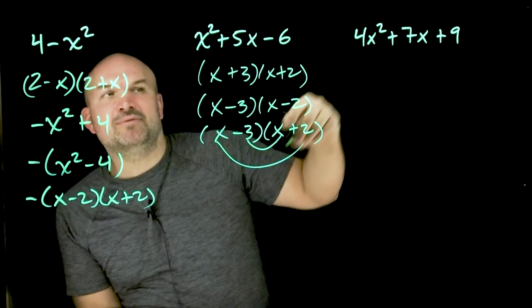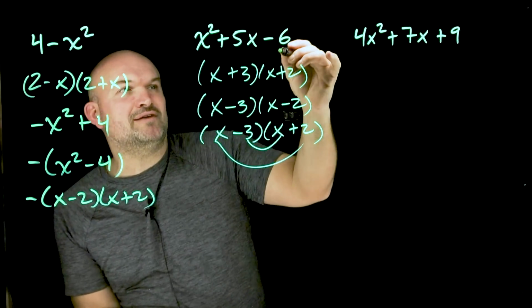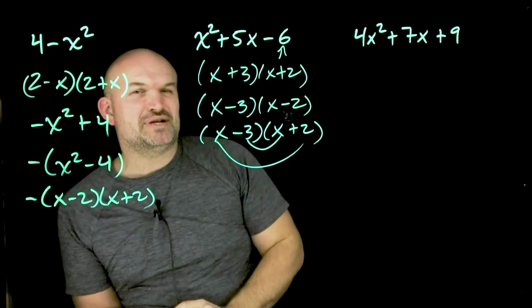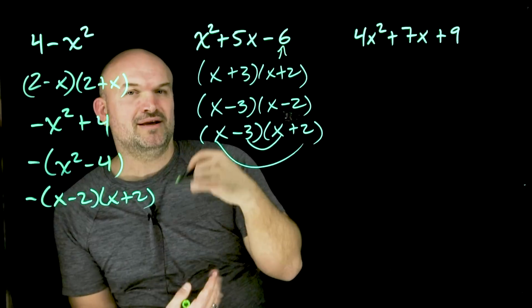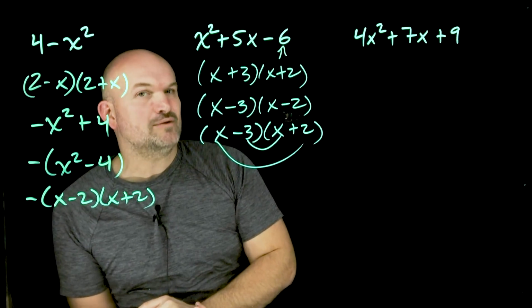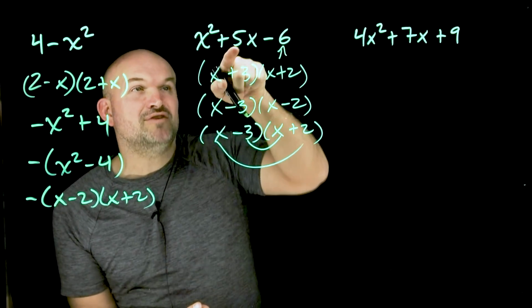So most often, students always assume whenever there's a 6 at the end, they always think of 3 and 2. But just remember, ladies and gentlemen, we also have the factors 6 and 1. And those have a difference of 5.